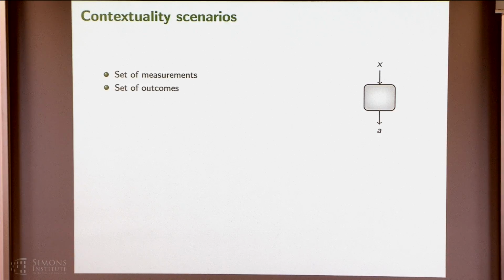So a contextuality scenario, the way that we visualize the setup of the experiment, is we have a system where we can perform measurements and obtain outcomes. So that is the setup that you have to keep in mind throughout the whole talk. Of course, if I just stop here and this is all I give you, you'll be a bit disappointed because this is trivially boring.